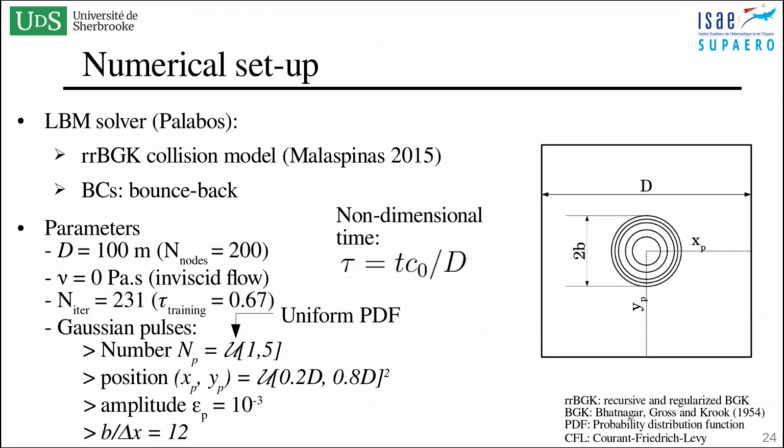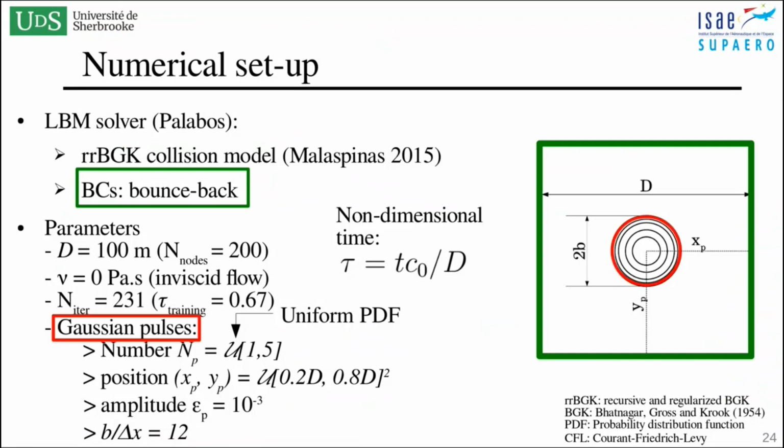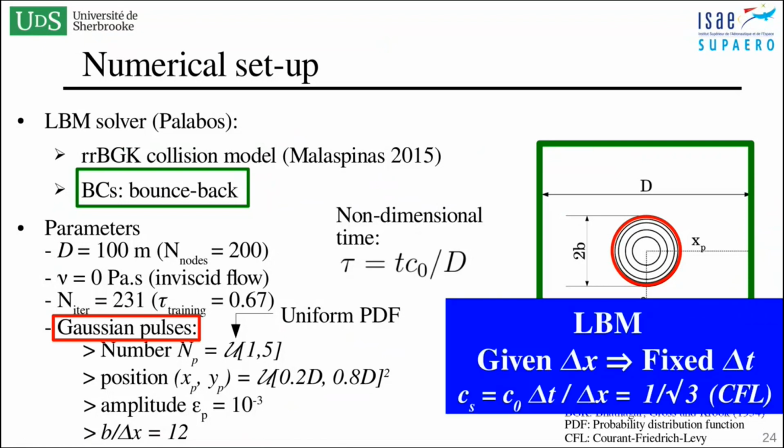Then as parameters, we are going to use some square boxes with no viscosity. We set the number of iterations of all simulations to a constant. And we define these Gaussian pulses as a random number of them, so going from 1 to 5, in a random initial position and with a fixed amplitude and fixed resolution. Also, we will evaluate the results in terms of this non-dimensional time tau.